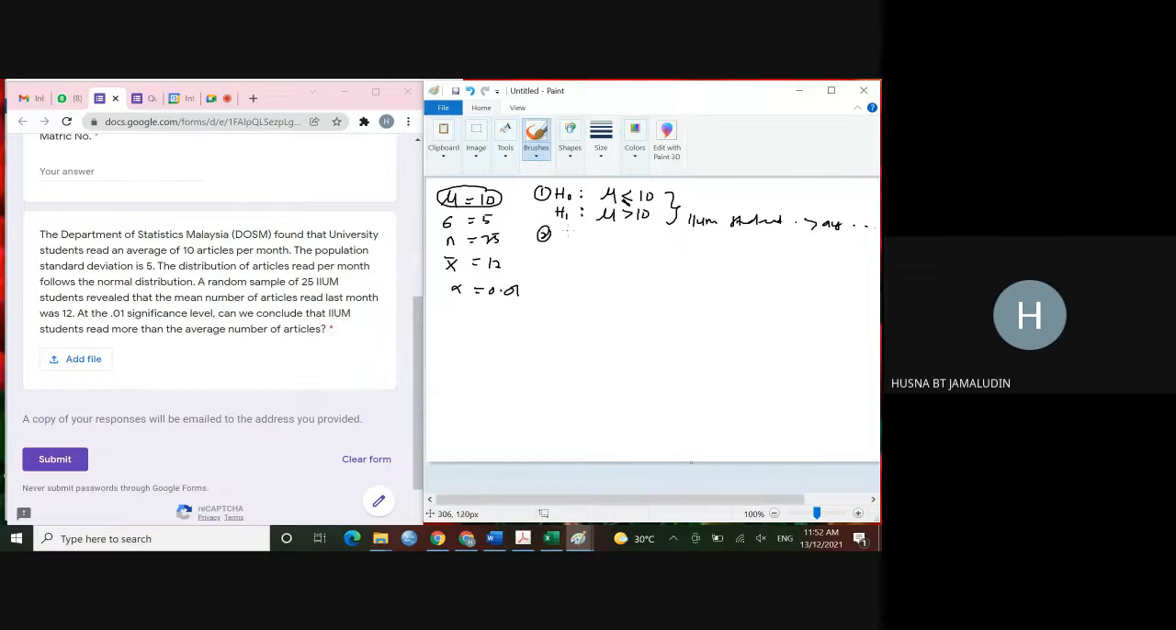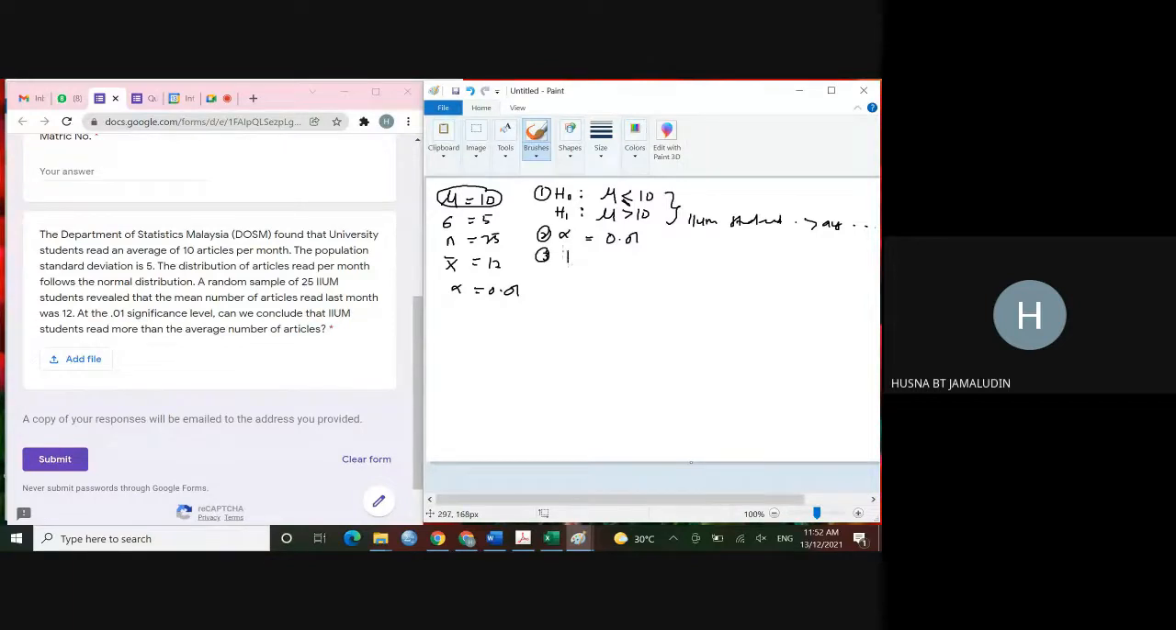Second, you have to write your alpha. Alpha is given here, 0.01. For this quiz, because it contains only 2 marks, I didn't give you any marks for alpha. But in the test, all the steps will have their own marks. Don't forget the alpha.